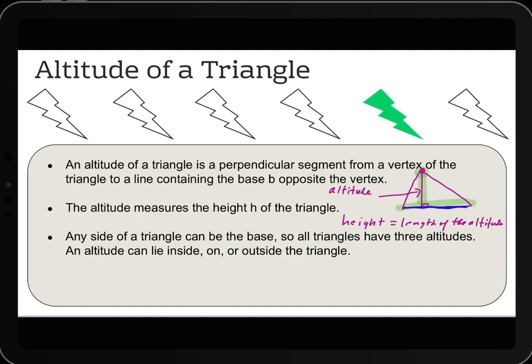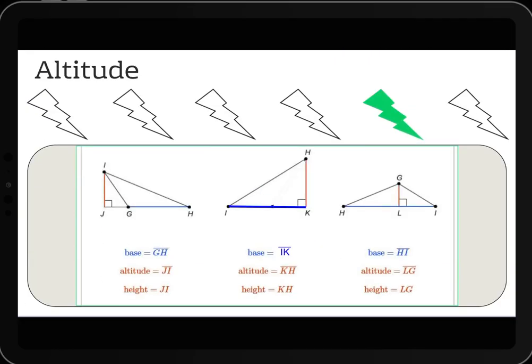So any side of a triangle can actually be a base. Right? Any side of a triangle can be the base. All triangles have 3 altitudes, no matter what, and it can lie inside or on or outside the triangle. And that's dependent in many ways on the type of triangle that you actually have. If you look at these examples here, this illustrates the different types, and the red line represents the altitude, and the blue lines represent the bases of those triangles.